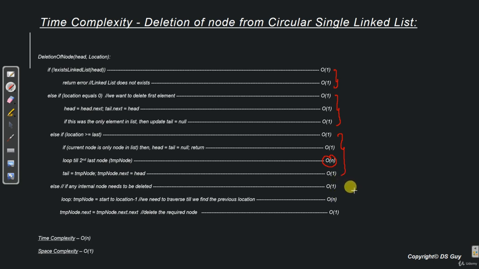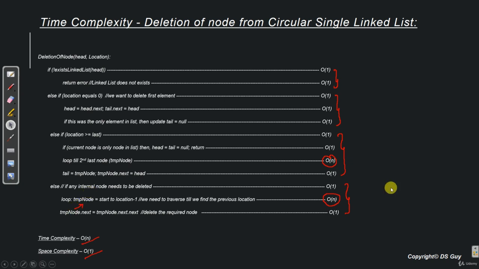Now if we want to delete any of the internal nodes, then again in the worst case we have to loop through almost the entire linked list. So that will take order of n time. And again, updating reference variables will take constant time. So we have mostly constant time operations and only two order of n time complexities. When we add all of them, we get order of n. Now space complexity is order of 1 because we are using only some temporary variables here, nothing more than that.